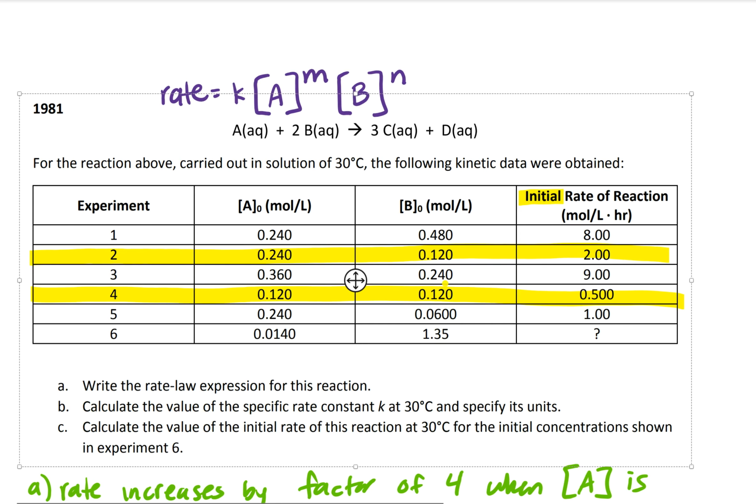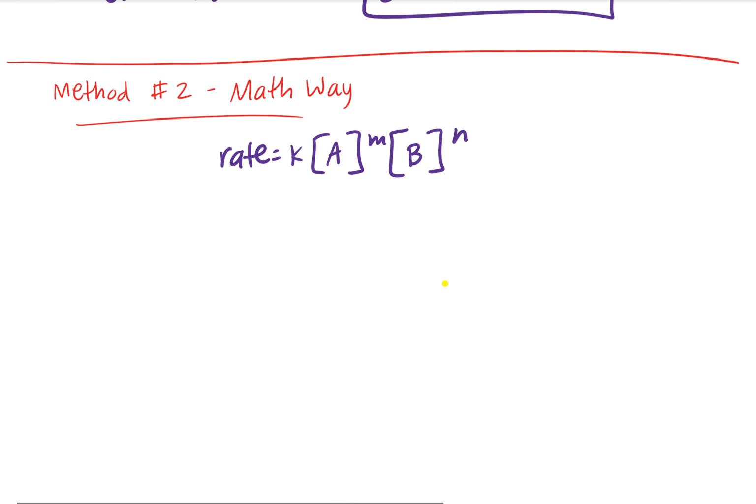So pretend that we didn't do any of that stuff before and you don't know what M and N are. You don't know the orders of A and B. So we're going to start the same way. We're going to write our generic equation: rate is equal to K times the concentration of A raised to some power and B raised to some power.